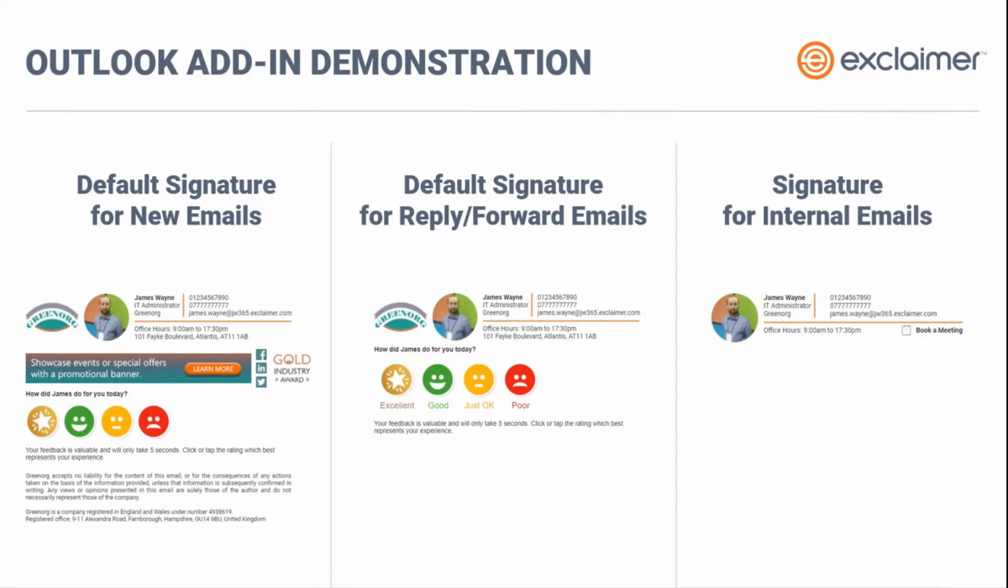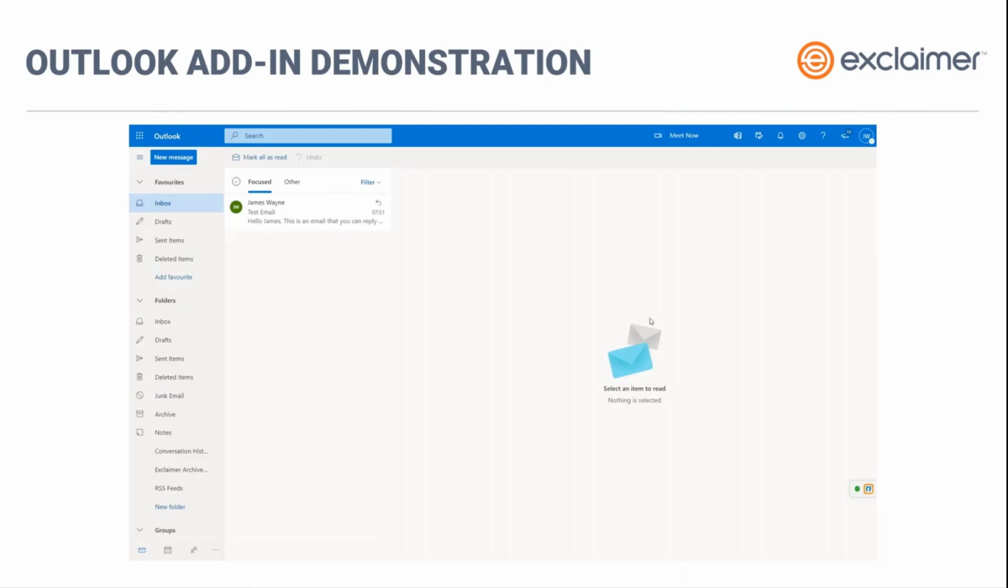I've got a default signature for forwards and replies that omits a lot of that content as I begin to go back and forth. And as well, we have that signature for internal emails too, that we're, for the time being, going to need to be able to select. So first, let's look at how that new email signature comes into play.